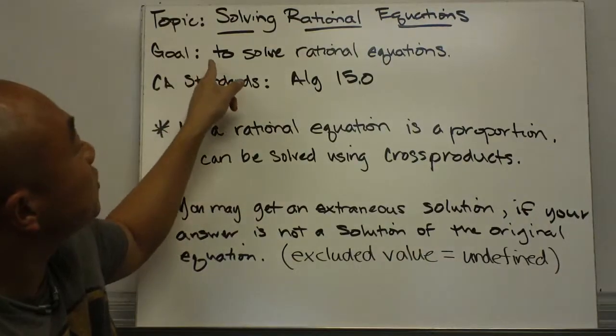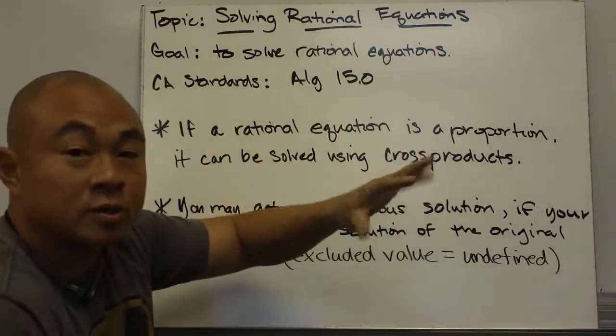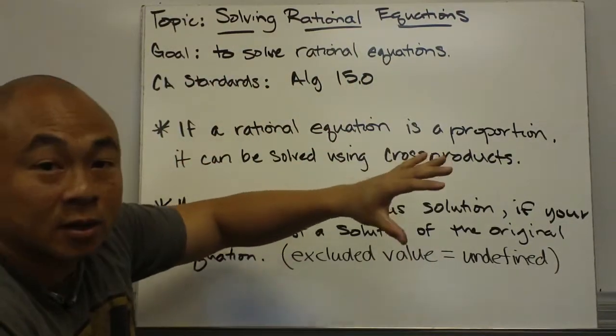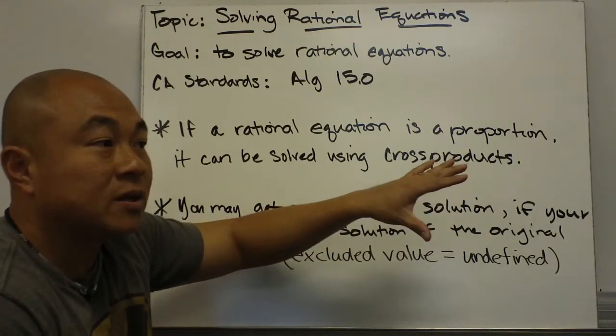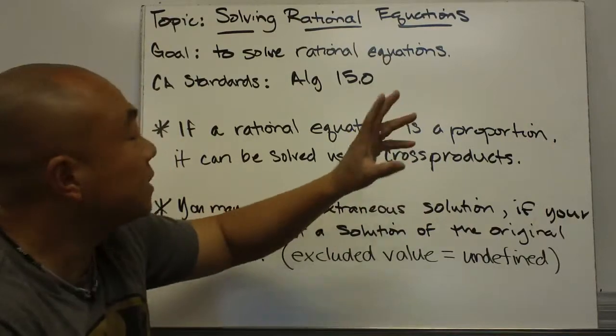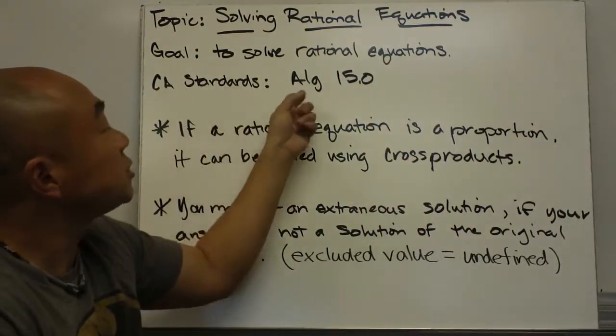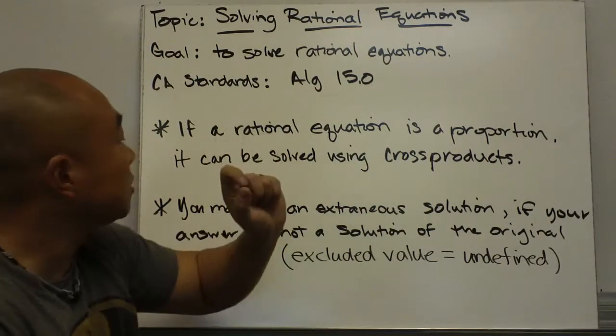Our goal for today is to solve rational equations. We're probably going to use a couple of things that we're going to get into: cross products, LCD, and I believe talking about extraneous solutions. We'll talk about that later. Our California standard that we're going to address for today is Algebra 15.0.